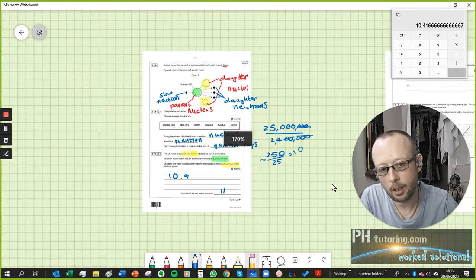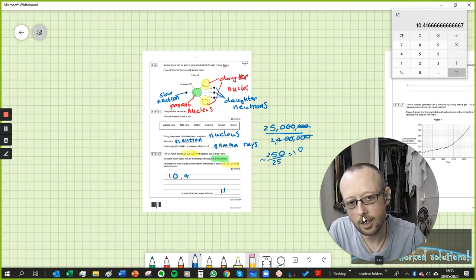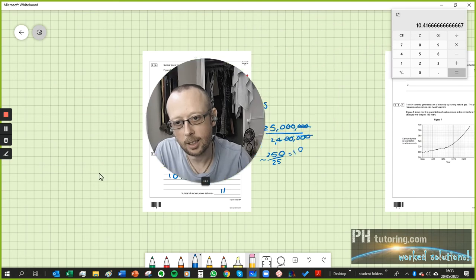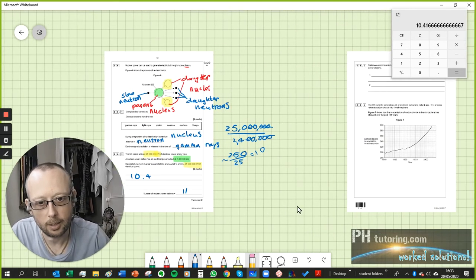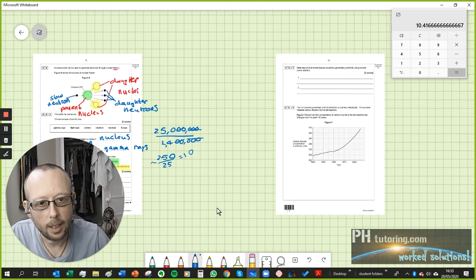Maybe in that particular calculation, it's not necessary to do that because it's just going to take too long. But in some calculations, it really is a good idea. Okay, what else do we have?